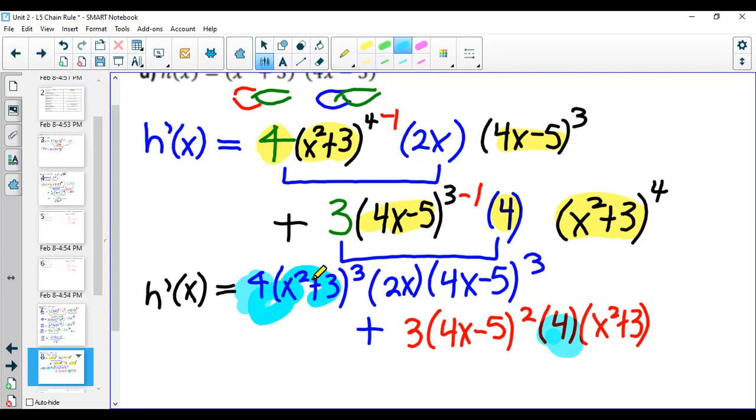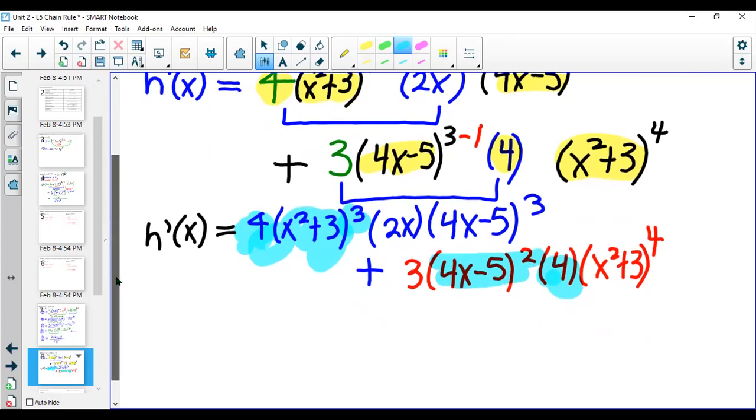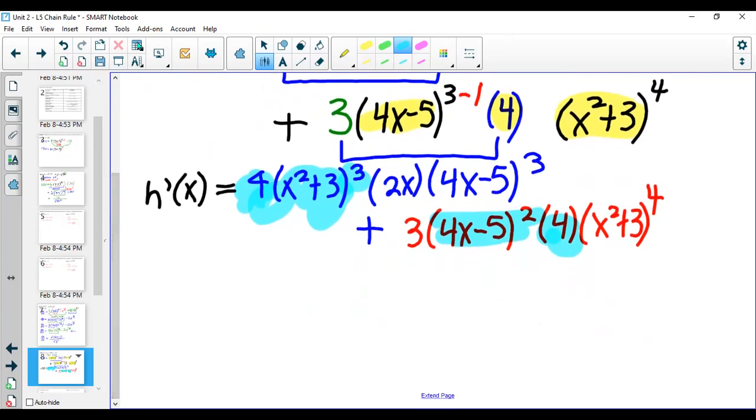I'm going to highlight the x squared plus 3 to the power of 3, because that is the lowest power. I am missing something here. I forgot to write this power of 4 there. So I'm always highlighting the term that has the lowest power. So the power of 3, and then 4x minus 5 to the power of 2. And using my highlighted terms now, I'm going to rewrite this question. Go back to our pen tool, and there we go.